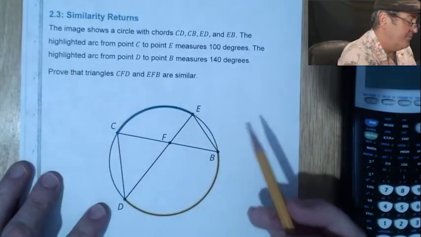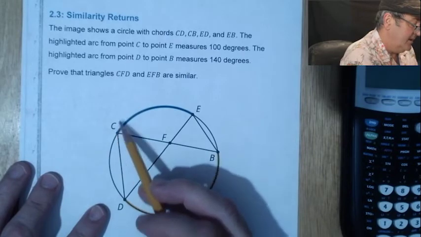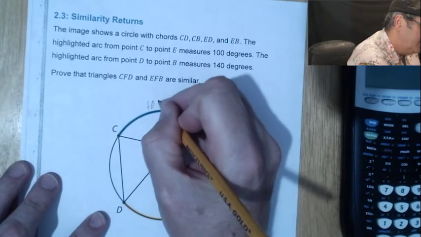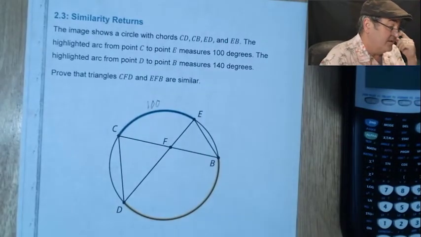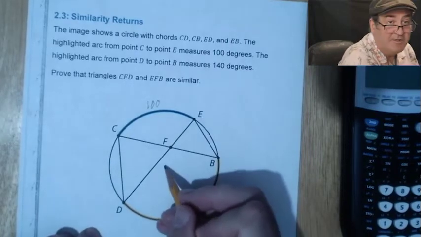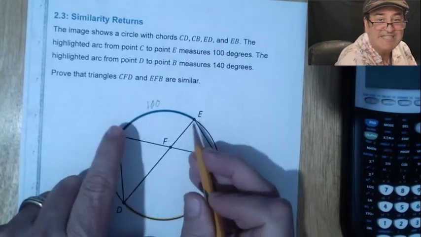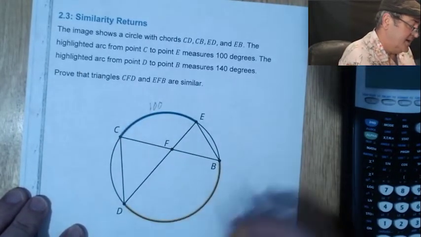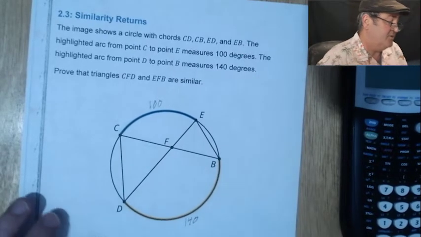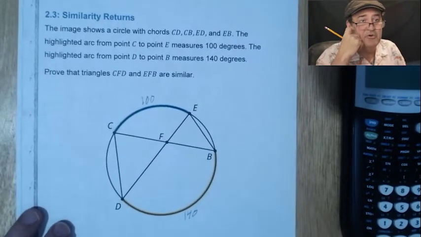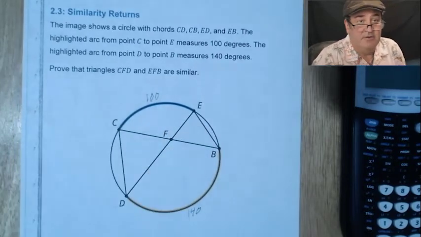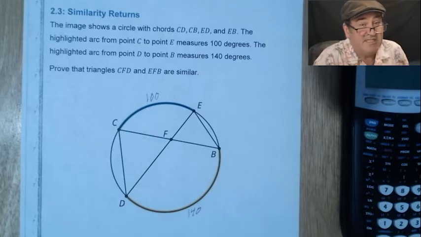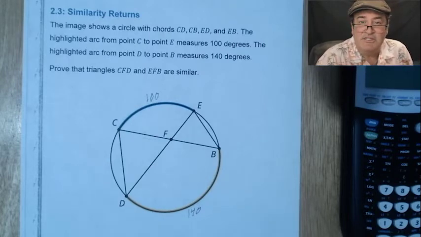So the highlighted arc from point C to point E is 100 degrees, which would have been measured from the center point, which we don't have here. So that would be the same as the angle from the center point, right? And D to B, this other one that's highlighted, is a 140-degree arc. And we're supposed to prove that the two triangles that are formed inside are similar. They're not congruent, obviously. One's bigger than the other, but similar. How can we prove those are similar?